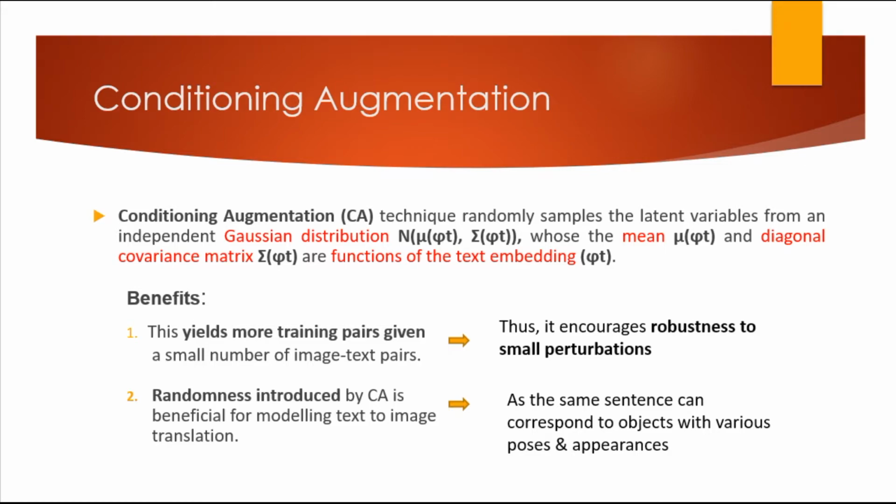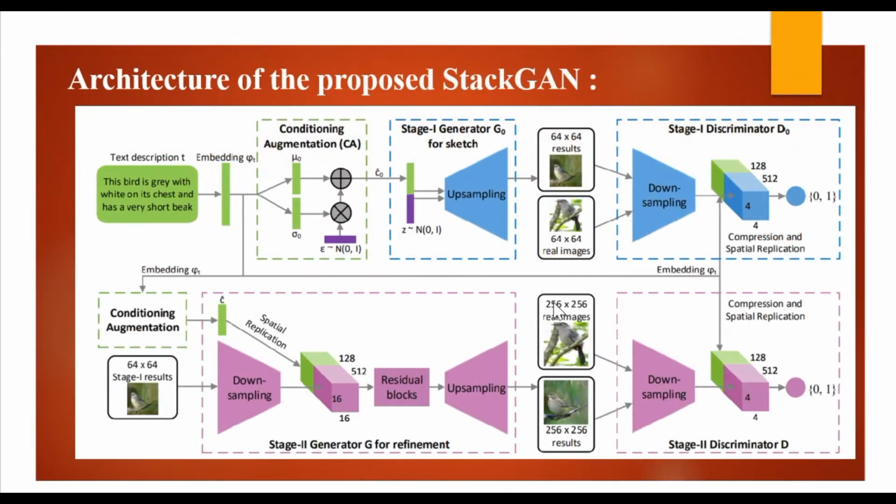So now let's move on to the next section, which is architecture. This is the architecture that is provided in the proposed StackGAN method. Now in this image, the top half represents your stage 1 GAN architecture, and the bottom half represents the stage 2 GAN architecture. What we'll do is we'll break this image into two halves and take a look at each stage separately.